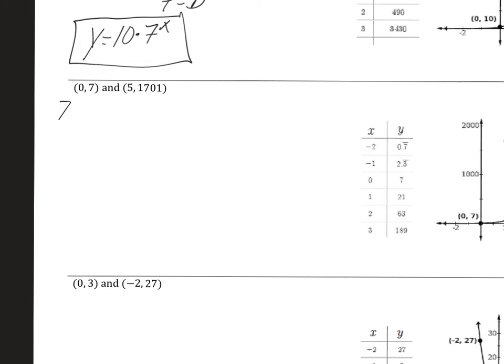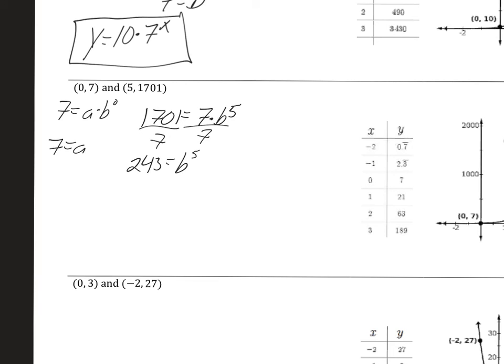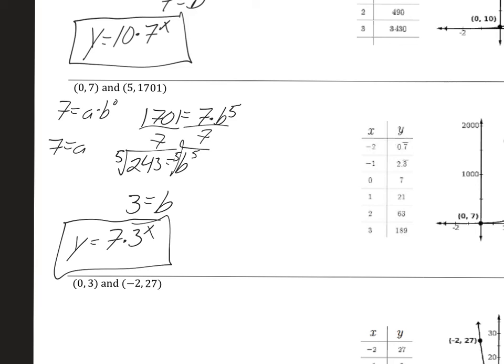So we have 7 equals a times b to the 0. So 7 equals a. 1701 equals 7 times b to the 5th. Divide by 7. That's going to give me 243 equals b to the 5th. Now I'm going to take the 5th root of both sides. So I'm going to get 3 equals b. So my final answer is y equals 7 times 3 to the x. Perfect.